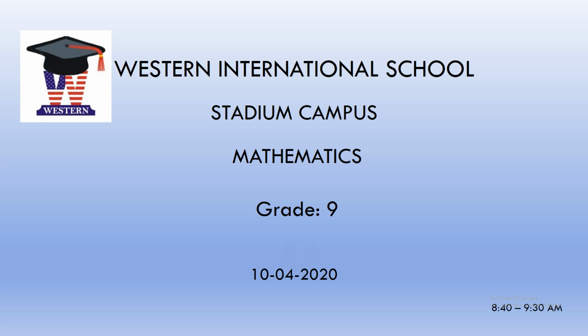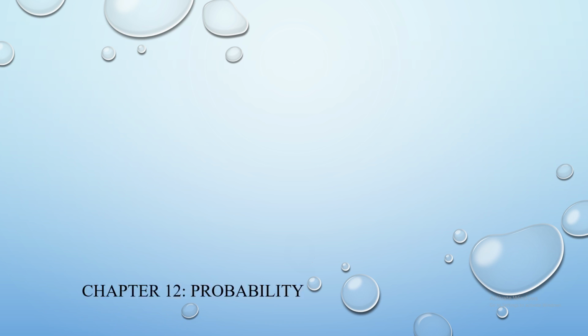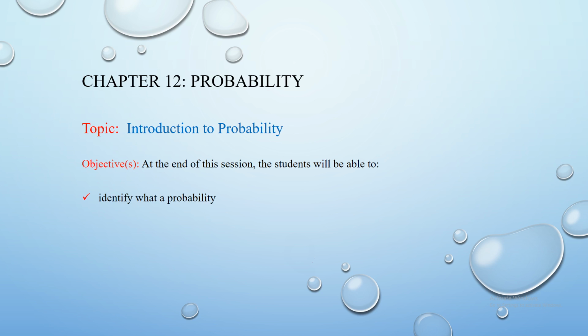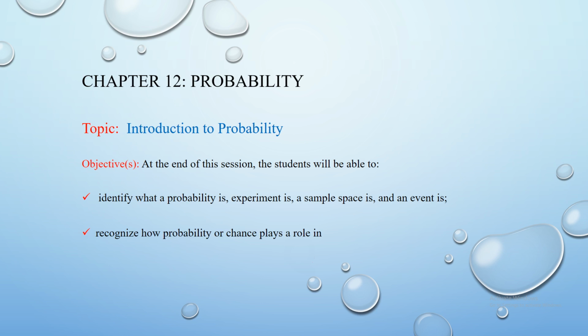Okay. Today, I'm going to present to you the new chapter 12, probability. The topic today, we are going to talk about introduction to probability. The objectives. At the end of this session, the student will be able to identify what a probability is, what an experiment is, what a sample space is, and what an event is. You will also recognize how probability or chance plays a role in many daily activities.